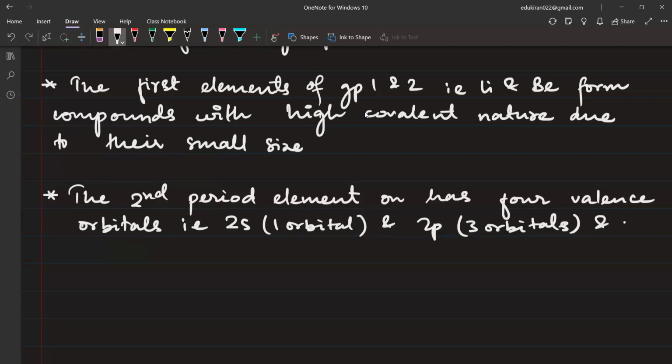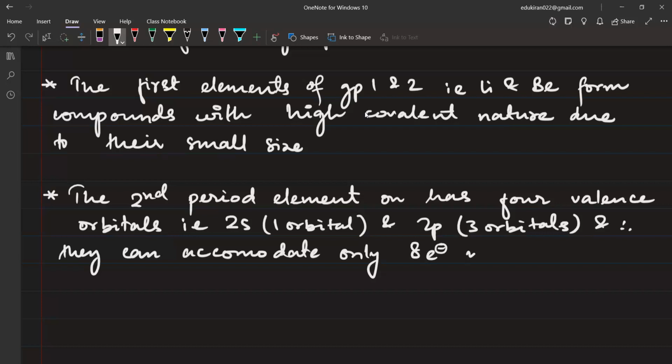Then you will write, and therefore they can accommodate only 8 electrons in their valence shell.